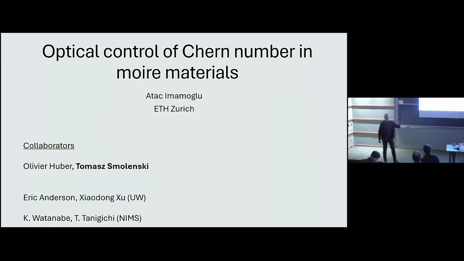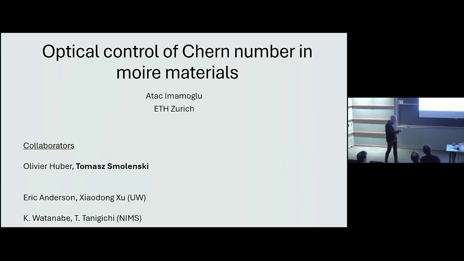So this will be on the light side, and it will be relatively short. I thought I'd talk about something that connects to the topics of the conference, even though the most important element, cavity, will be missing. But optical control is there.